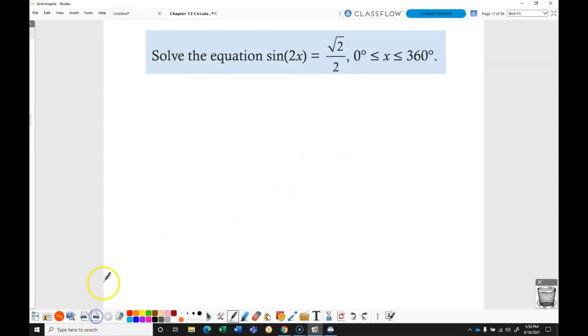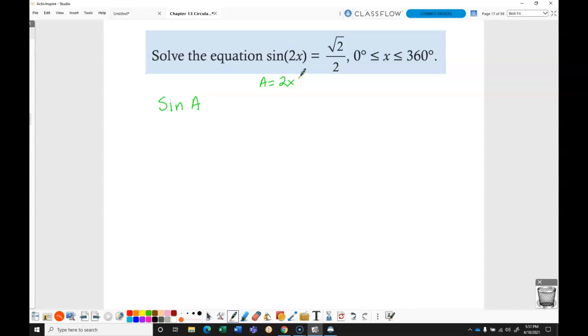All right. The first thing we're going to start with is this idea. We have the sine of 2x equaling the square root of 2 over 2, and we want to do that between 0 and 360 degrees. This is basically the same thing I just did. The difference here is that I want to disregard this 2x for a little bit, and let's just call it the sine of a. We're going to make a equal 2x.